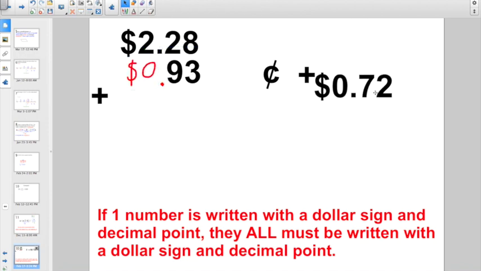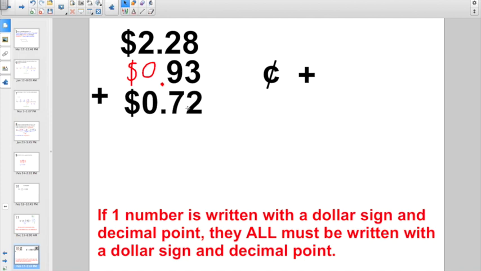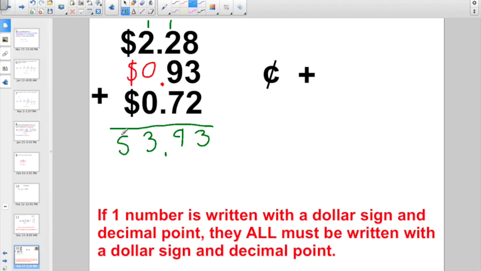Then I would take my 72 cents, right? Once I have them all lined up nice and neat at the decimal point, it's not too tough to add. 8 plus 3 plus 2, hey, that's 13. 1 plus 2 plus 9 plus 7, that sounds like 19 to me. Write down the 9, carry your 1. 1 plus 2 plus 0 plus 0, that's 3. Last step, don't forget the dollar sign and the decimal point.